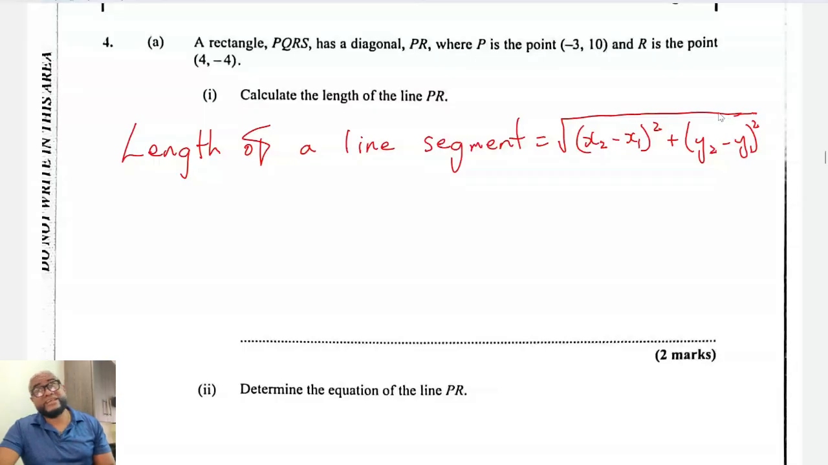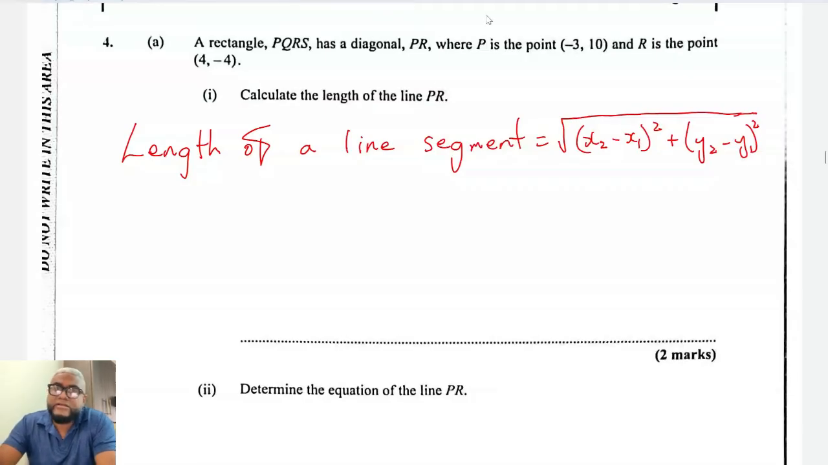Keegan, write it about 10 times. I make my son write out formulas like he's mad. Write it about 10 times. Right, there you go. So what's going on here? A rectangle PQRS has a diagonal PR, where P is this coordinate and R is this coordinate. Find the length of PR.